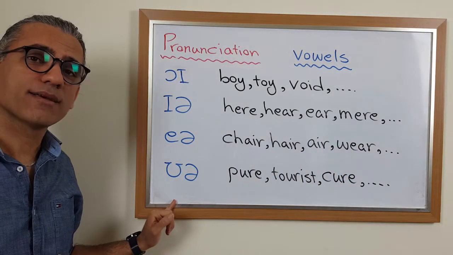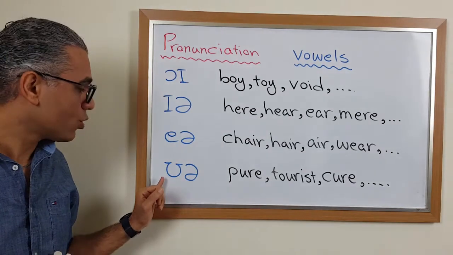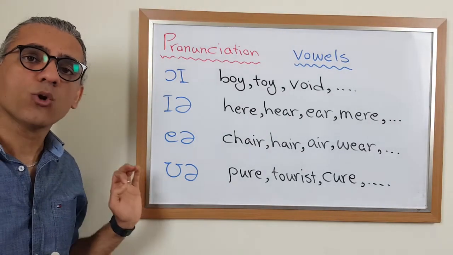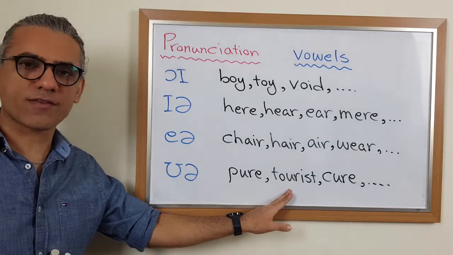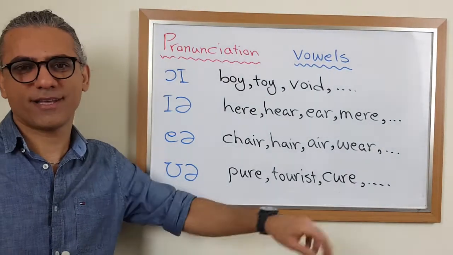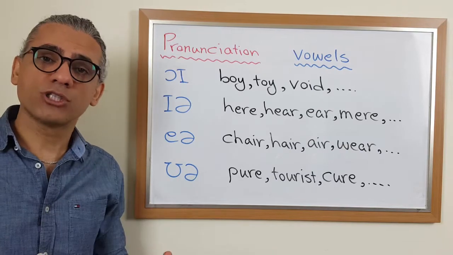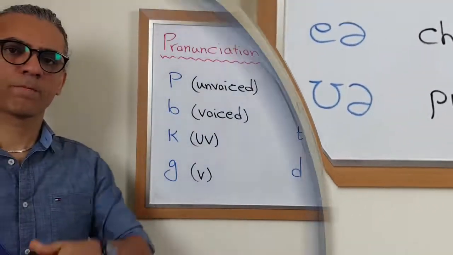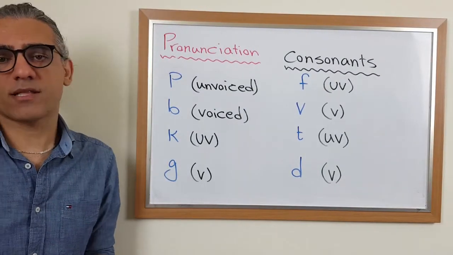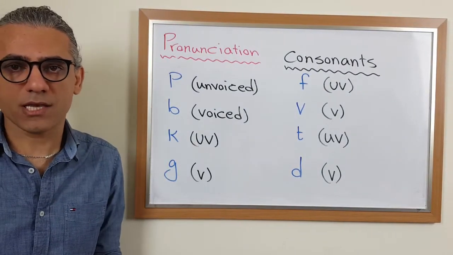And the last vowel is the combination of u and pure, tourist, cure, and so on. Now we are done with the vowels. Let's start with the consonants. Okay, we'll be quick with the consonants because it's very easy.